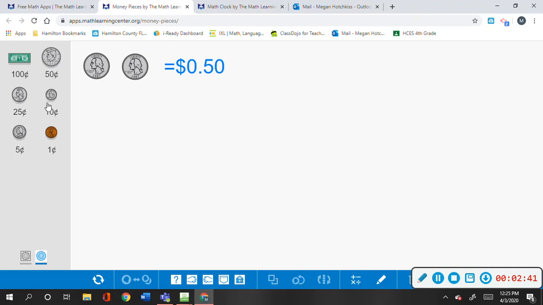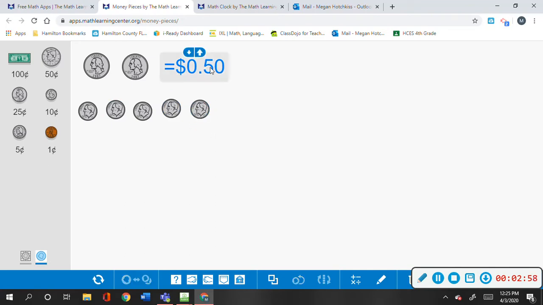Well, what's another way we can make 50 cents? We can use all dimes. 10, 20, 30, 40, 50. 10 plus 10. Let me move these guys out of the way so we can line them all up nice and neat.